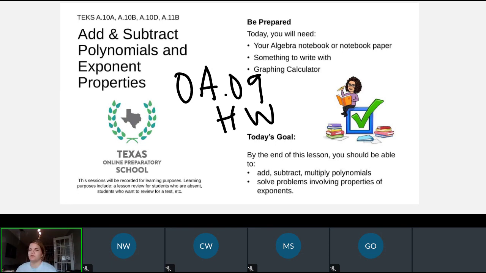So we're going to spend most of today working on subtracting, but I'm going to do a short little lesson at the beginning, do an example on adding, and then we will go on to subtracting.